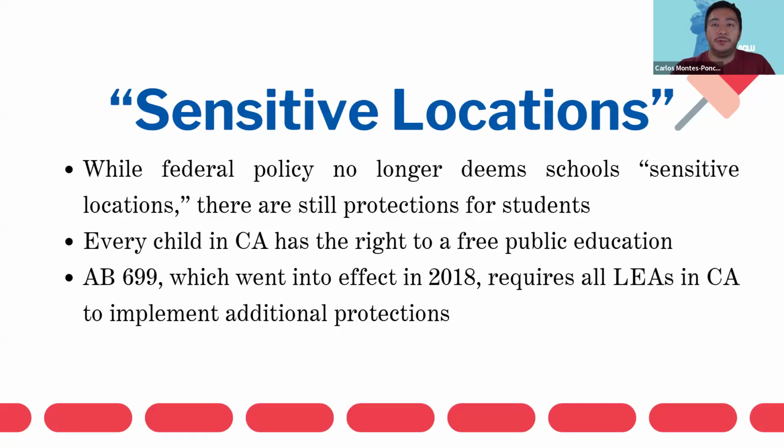But also remind everyone that every child in California does have the right to a free public education. I can't highlight that enough. And that Assembly Bill 699, which went into effect in 2018, requires all LEAs in California to implement additional protections.